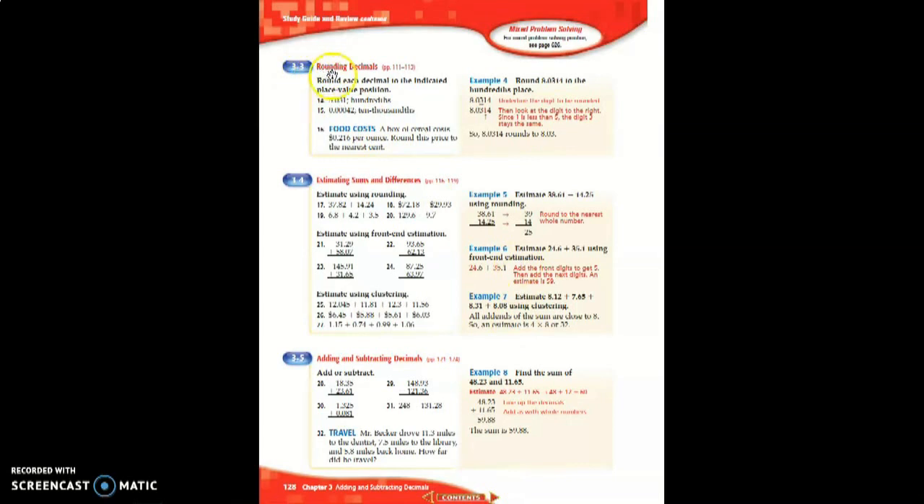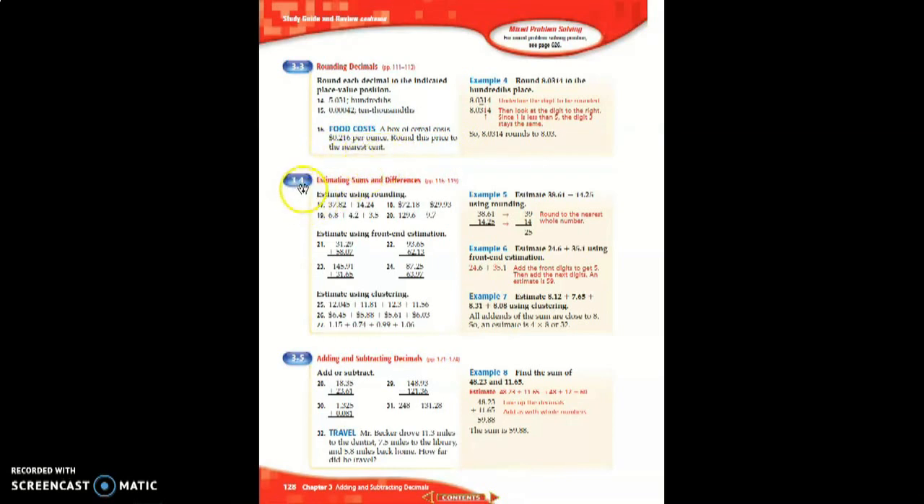3-3. Rounding decimals. Round each decimal to the indicated place value position. 14. 5.031, hundredths. 15. 0.00042, ten-thousandths. 16. Food. A box of cereal costs $0.216 per ounce. Round this price to the nearest cent.